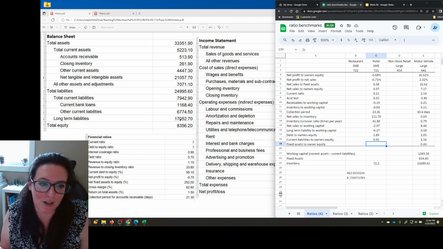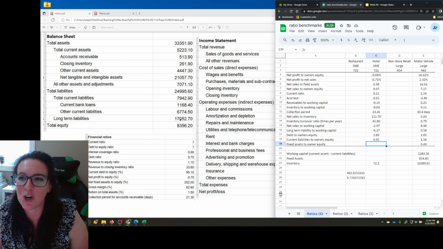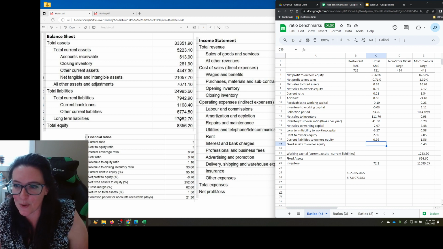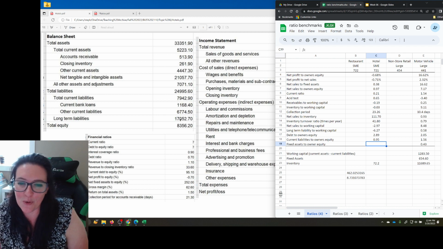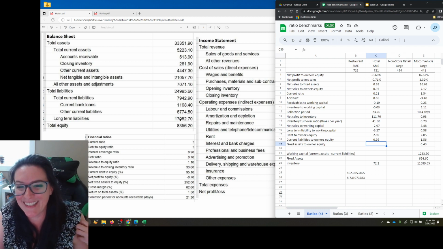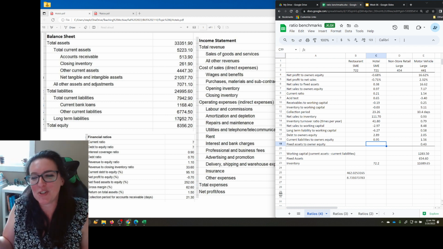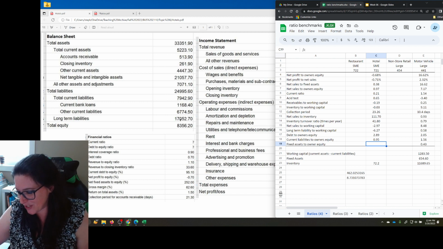But as an investor, we want to know, of course, if we're going to get a return on the investment that we're putting in. And that goes back to the net profit to owner's equity being low, because the hotel industry is not making money for those investors. So we look at all the financial ratios in combination together.